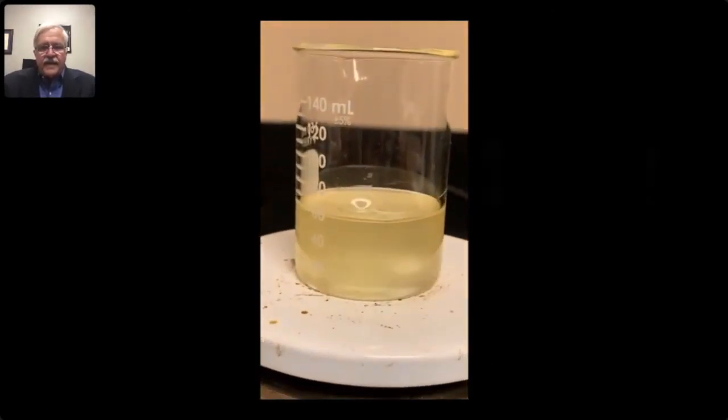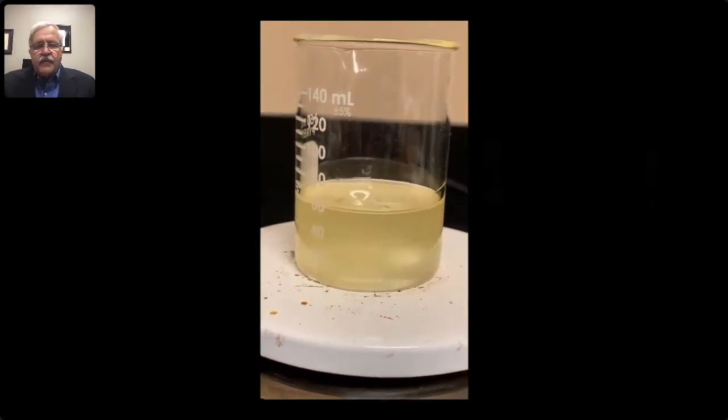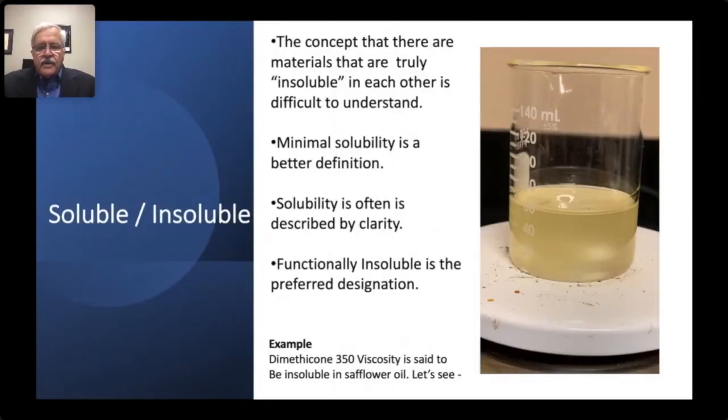You can see now from our point of view of clarity, that would be insoluble. But as you look at it, the material is not clear, but it is homogeneous. It will split with time, but it shows you the problem with how to classify it. Is it minimally soluble? Is it insoluble? And I'm going to try to get away with talking about things that are hazy being essentially insoluble.